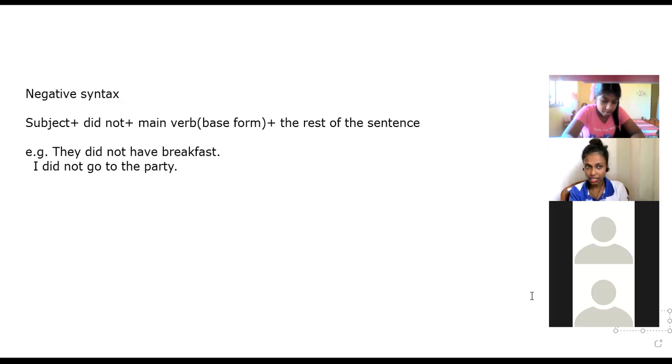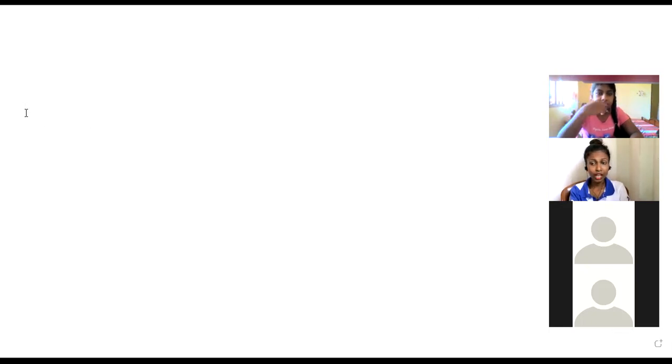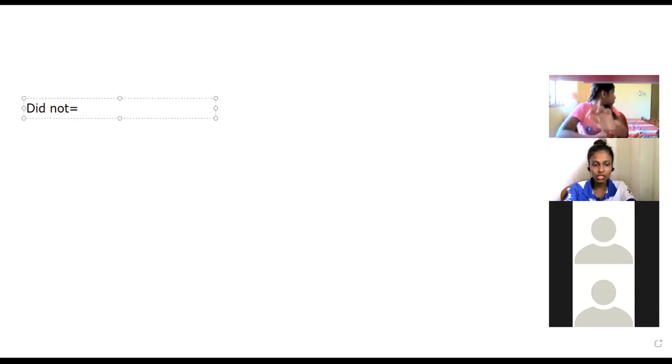Did you all understand the negative syntax of past tense? Yes, teacher. No problem. Good. Another thing I forgot to tell you: did not has a contraction. What is the contraction of did not? Didn't. Did not equals didn't. If you say didn't, it's correct. No problem. Did not also comes as didn't, the contraction of did not.